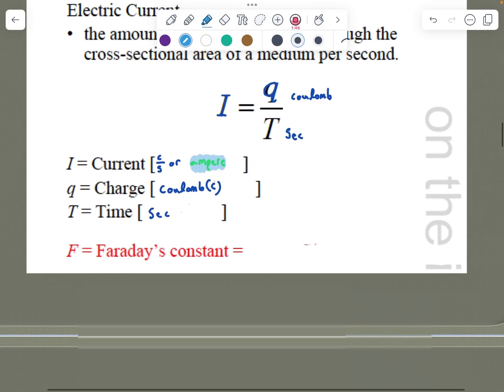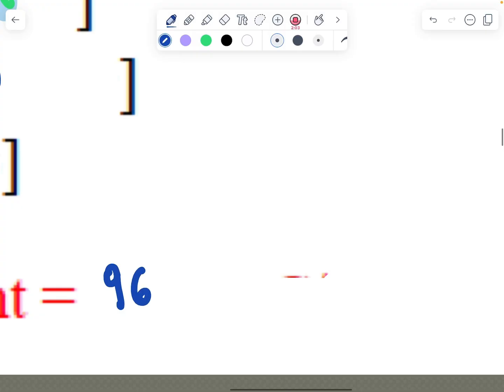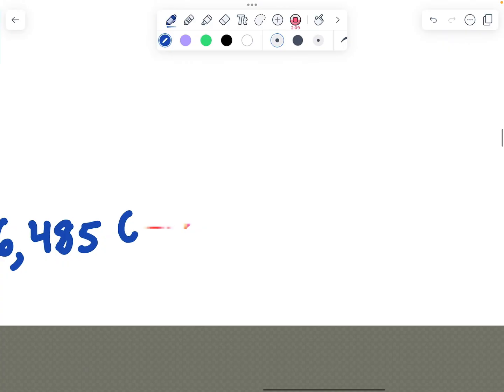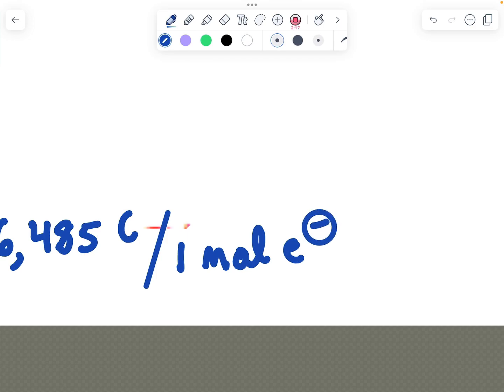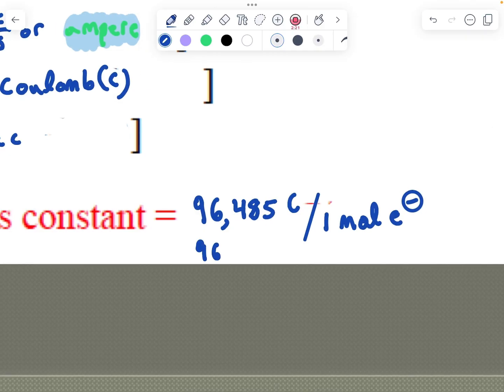And then we have this constant, Faraday's constant, that's really useful in electrochemistry because it tells us how many coulombs of charge are present in 1 mole of electrons. So Faraday's constant is 96,485 coulombs for every 1 mole of electrons, and this will make our calculations a lot easier. Sometimes you'll see it rounded as 96,500. That's essentially the same thing.